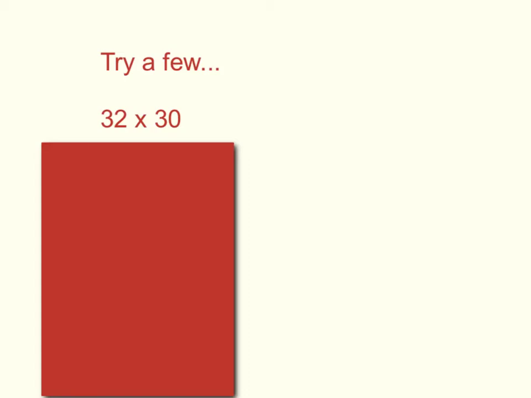Okay, so you've solved 32 times 30 by taking 32 times 3 and rolling the 0 into the answer. 2 times 3 is 6. 3 times 3 is 9. And your answer is 960.